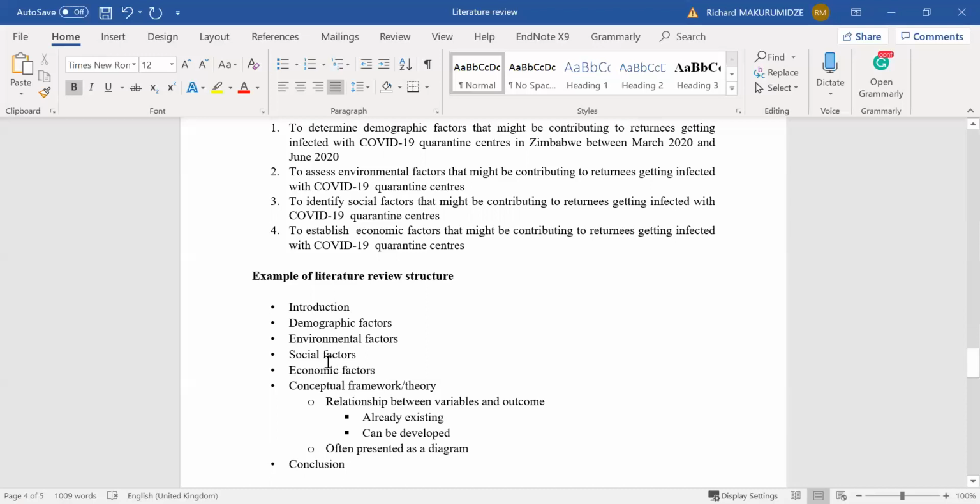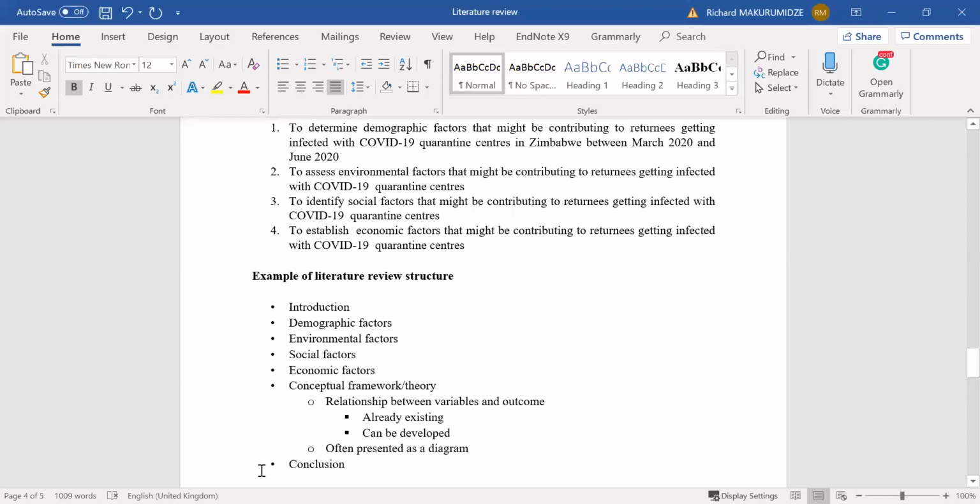As you read, you will see other studies that found that in quarantine centers, people are at risk of infection. What are the sex factors? What are the environmental factors? What are the social factors? What are the economic factors? You can then use these factors which you found from your literature review, and include some of them in your variables.